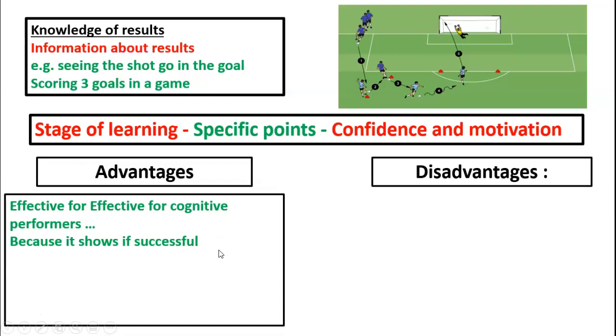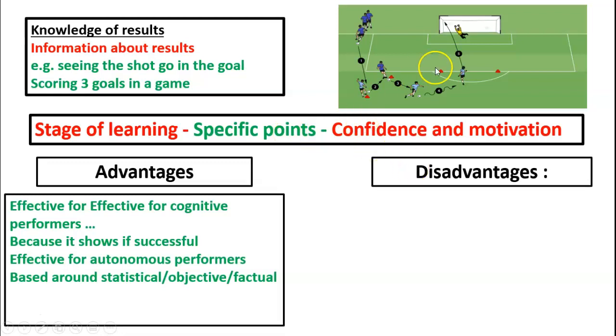On top of that, it is also effective for autonomous performers. Okay, why is it effective for autonomous performers then? Because it is based often around statistical, objective, factual data. Okay, so for example, let's say we've got 2 things now. We'll keep this idea of shooting. So it's effective for cognitive performer because it allows them to see if they're successful. Ball's gone in the goal. If you're an elite performer, it's effective for you because it gives you the statistics on how you're performing.